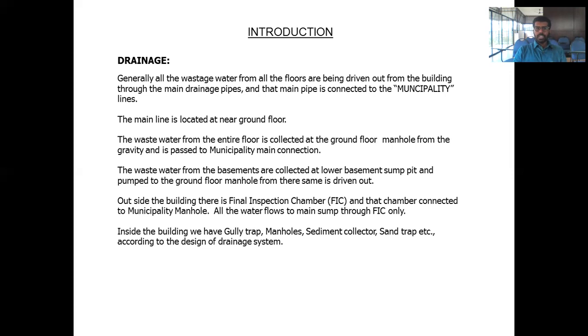Inside the building, we have gully traps, manholes, sediment collectors, sand traps, etc., according to the design of the drainage system. Depending upon the application, the flow, and the type of water coming through the pipe, we have different traps: gully traps, manholes, sediment collectors, and sand traps. It depends on different localities or countries.